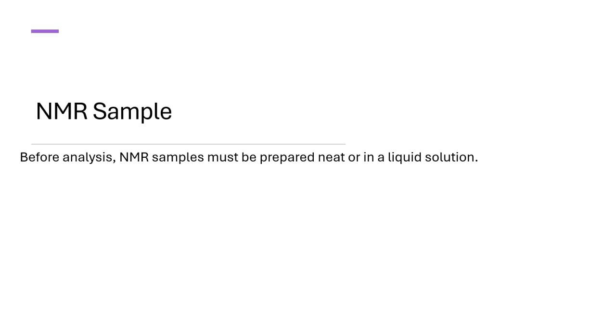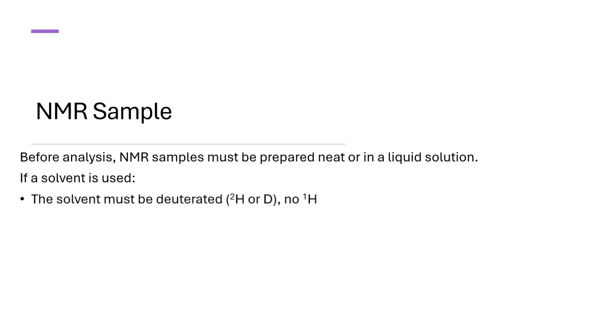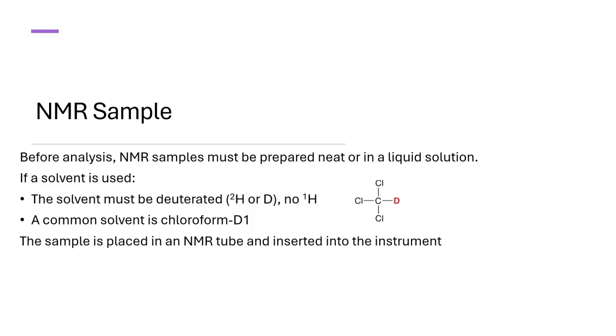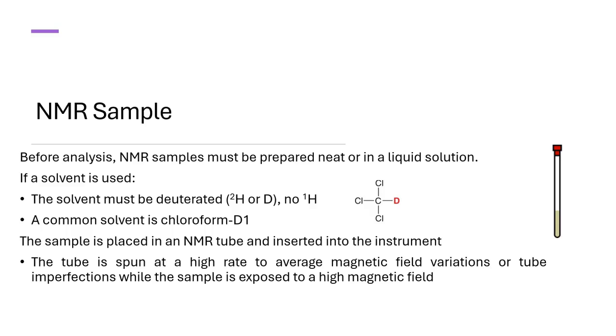NMR sample. Before analysis, NMR samples must be prepared neat or in a liquid solution. If a solvent is used to make a liquid solution, the solvent must be deuterated. It has to have either 2H or deuterium present, but no 1H present. A common solvent is chloroform-d1, or CDCl3. The sample is placed in an NMR tube and inserted into the instrument. The tube is spun at a high rate to average magnetic field variations or tube imperfections while the sample is exposed to a high magnetic field.